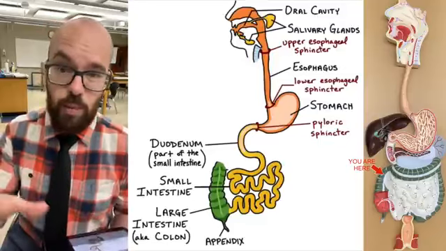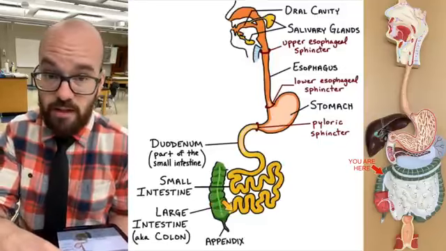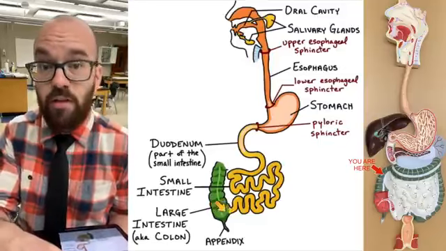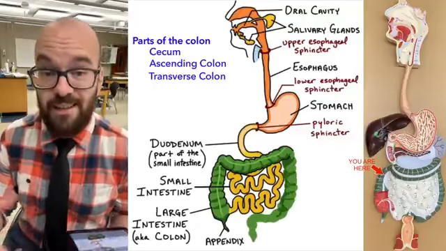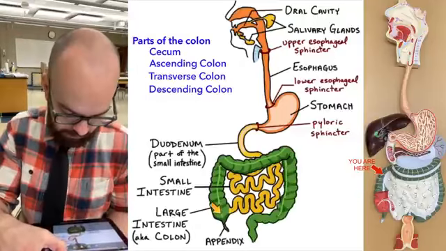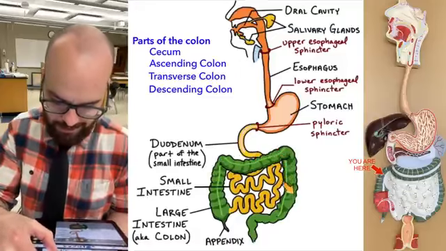Now, the colon has a bunch of different parts. This bottom part right here that connects to the small intestine we call the cecum. From there, the remnants of our food are going to travel upwards, so we call this part the ascending colon. Then the food's going to travel across the body, and so we call that the transverse colon. And then to bring the food back down, we're going to have the descending colon. So again, the cecum, ascending colon, transverse colon, and descending colon.